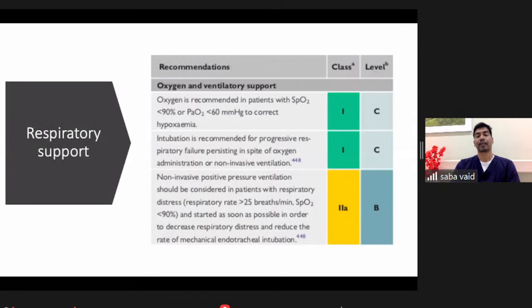The next support, the most important thing, is the respiratory support. When it comes to the respiratory support, the recommendation is any patient with a saturation of less than 90% should be introduced on some sort of oxygen support.